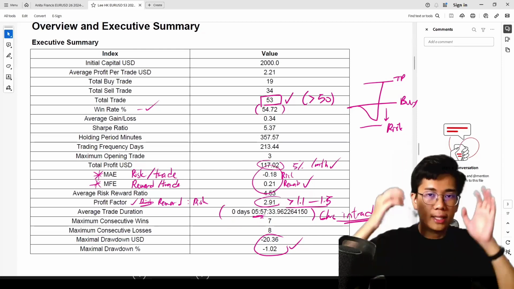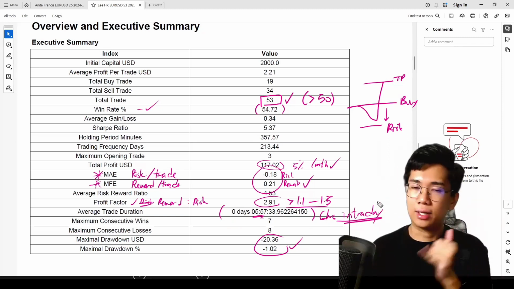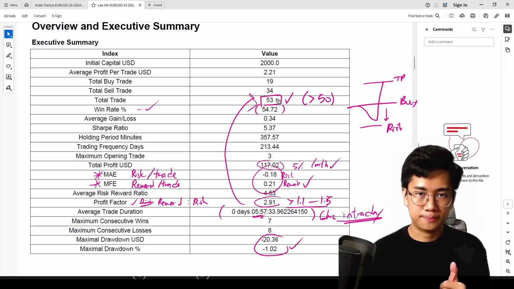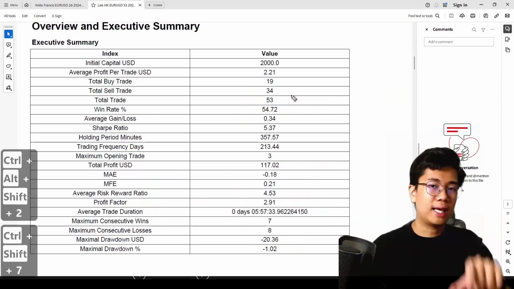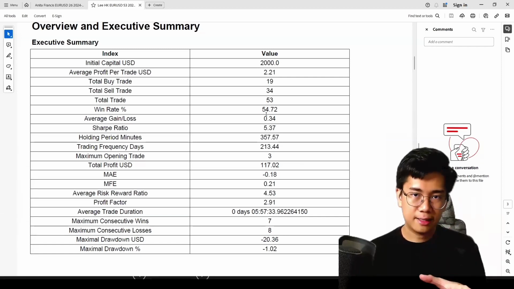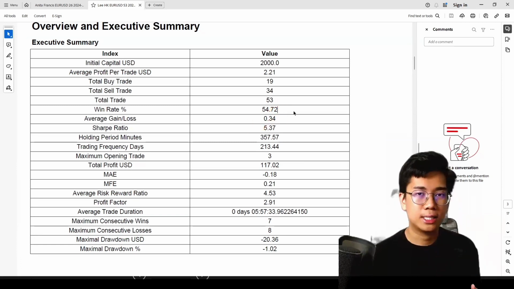Intraday trader means that within 1 day you already close the trade. On average, it's about 6 hours you can close it already, and that contributes to your result over here. Let's have an in-depth look at how you actually achieved a profit of 5%, even with just a 55% win rate, doing intraday trading.